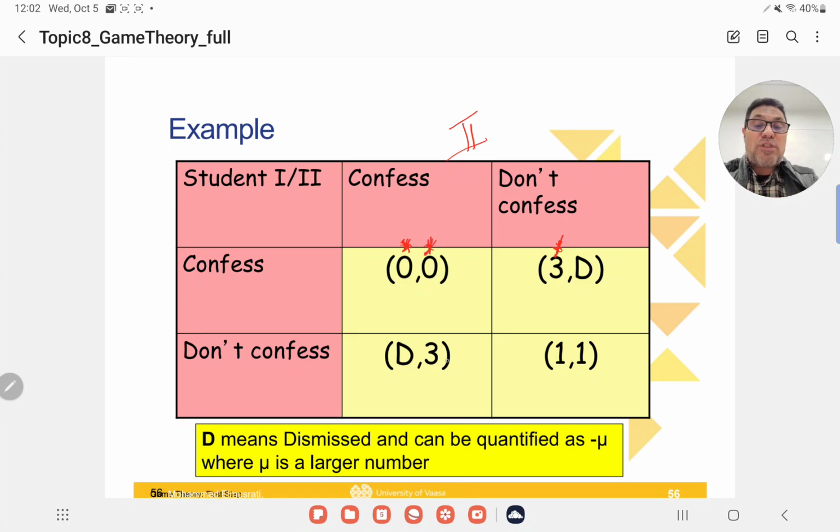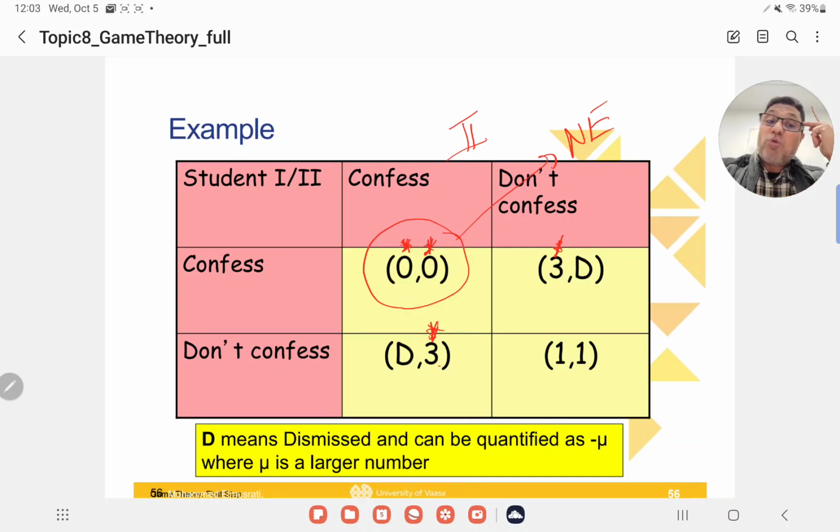Okay? And then for the second row, which means that student 1 didn't confess, for the second player, which one is better, 3 or 1? Of course, the 3 is better. So we put a star here. Okay? Now, you look at the solution where both of them get a star. This solution is called the Nash equilibrium solution. This is the Nash equilibrium, and it is a stable solution. So even though it is not the optimum solution, this is the solution that everyone should go for.